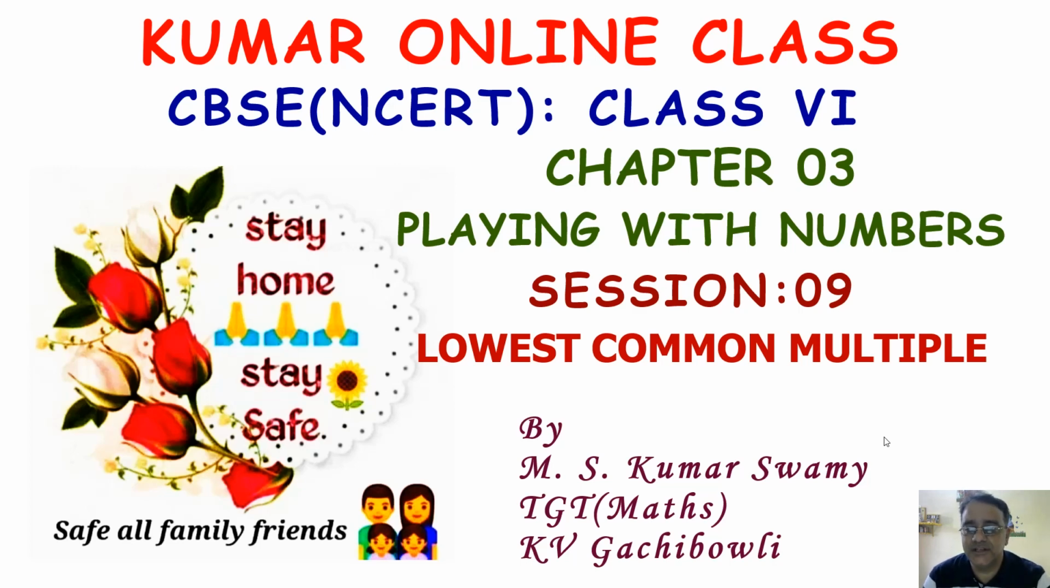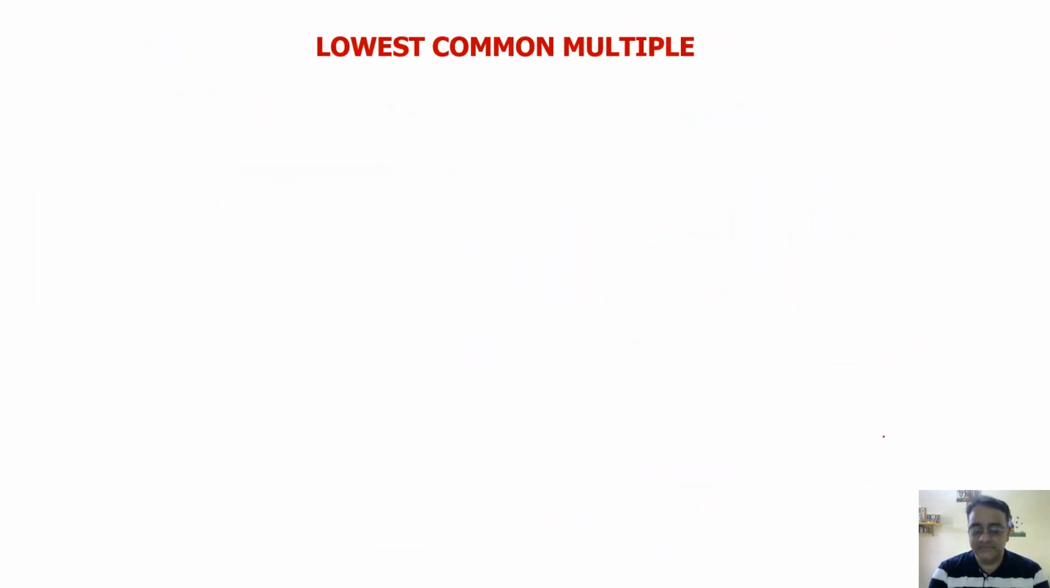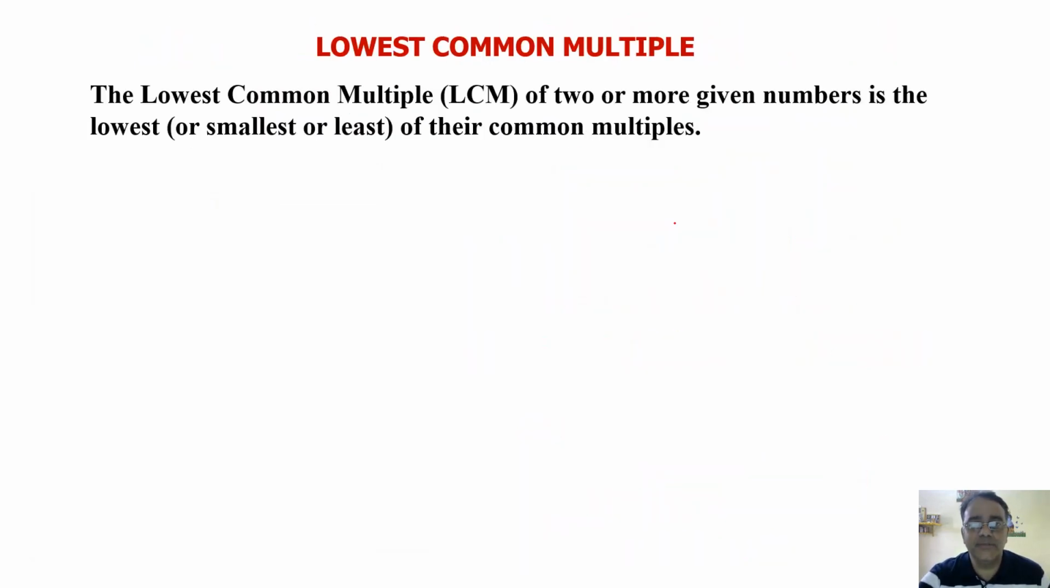Today we are going to start session number 9 of chapter number 3, playing with numbers. In this session we are going to learn about lowest common multiple, that is LCM. So let us start with the definition. The lowest common multiple of two or more given numbers is the lowest of all their common multiples. So जितने भी कॉमन मल्टीपल्स हैं उसमें से सबसे जो छोटा है, जो स्मॉलेस्ट है, दैट इज द LCM.